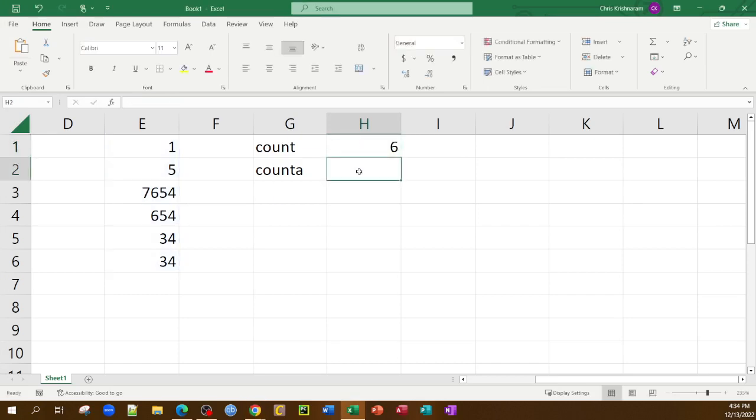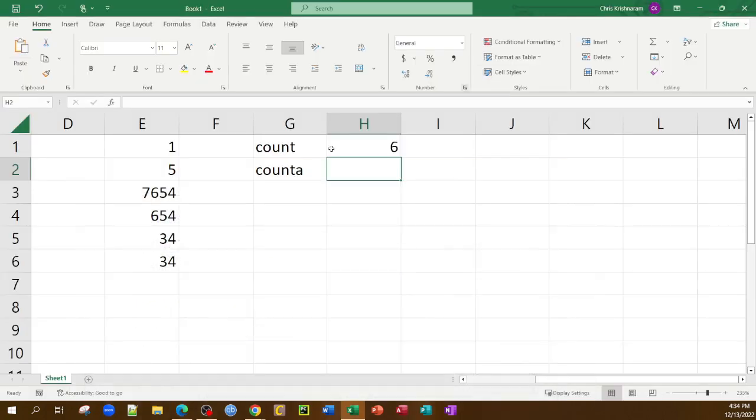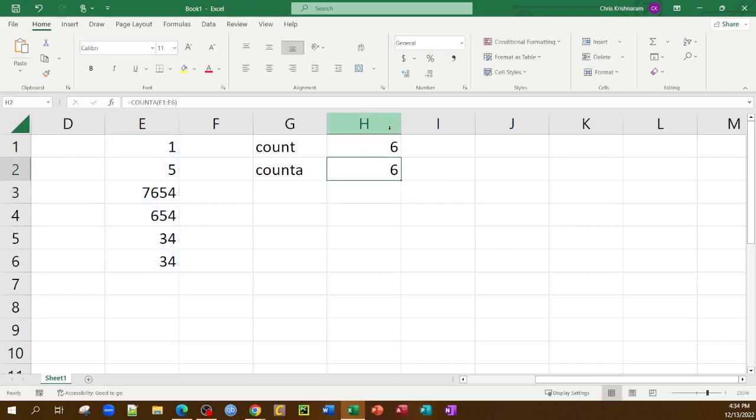Yeah, finish, sir. Great. So let's move on to the next function now. The COUNTA. COUNTA counts numbers and any other type of data: text, symbols, non-blank cells, and so on. So it's just like the COUNT, equal COUNTA, open bracket, and highlight the same range. I want you to highlight the same range as your COUNT so that you can see the difference between the two.